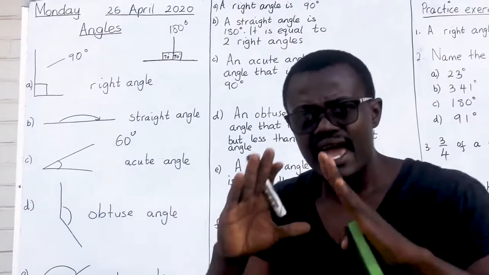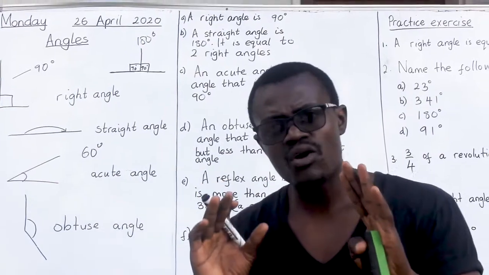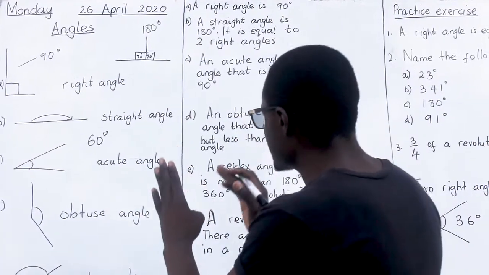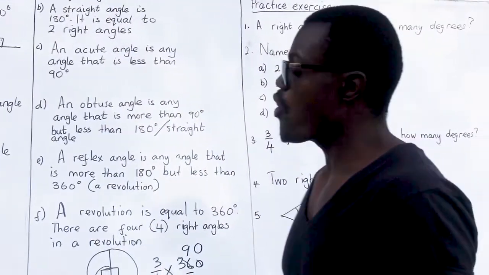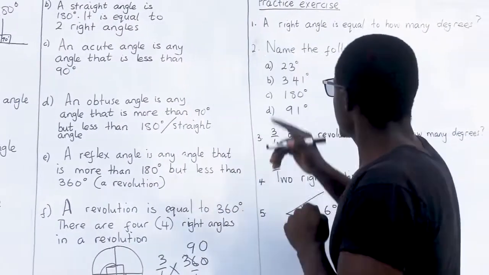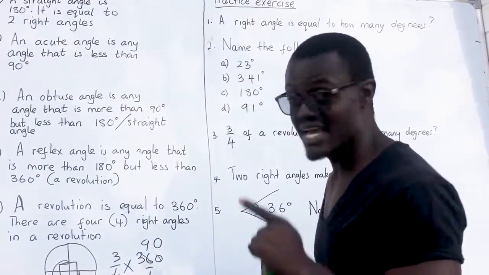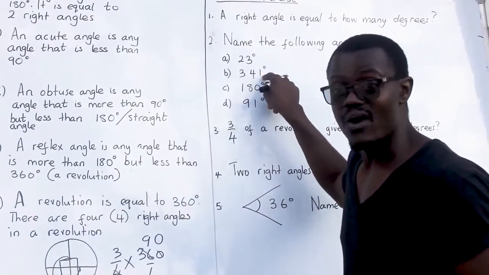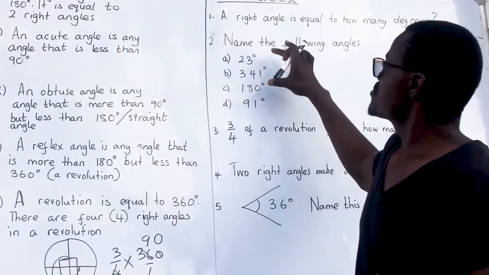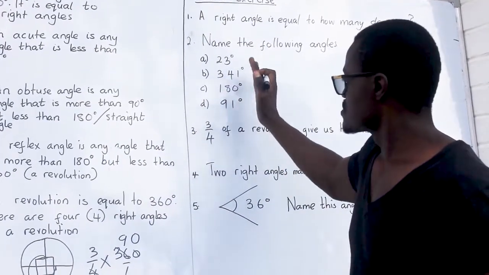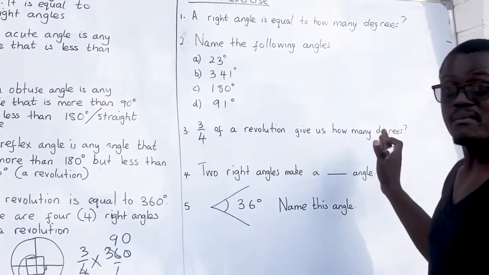I have told you on different numbers how you name an angle. I said any angle which is less than 90 degrees is called an acute angle. Any angle which is more than 90 but less than 180 degrees is called an obtuse angle. So if I say 23 degrees, it's easy to tell what name is given to that angle. If it is 341, it's also easy. 180 degrees, 91 degrees. You're going to write the names of these angles.